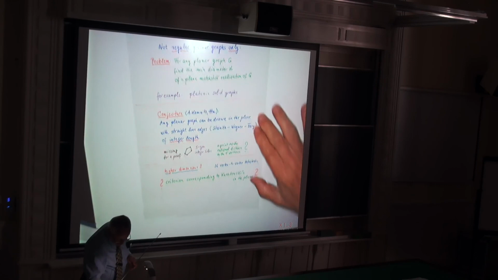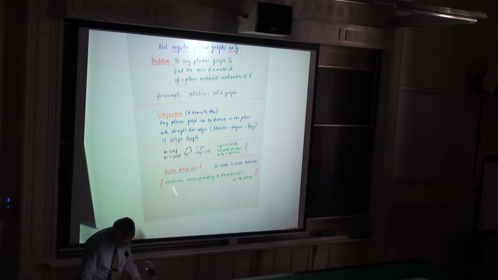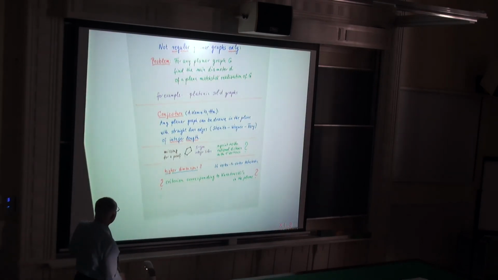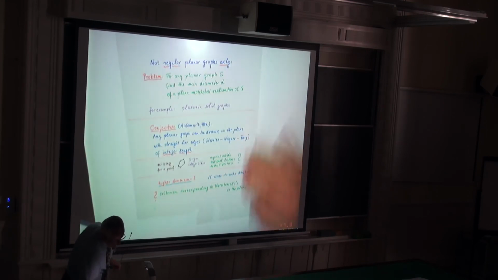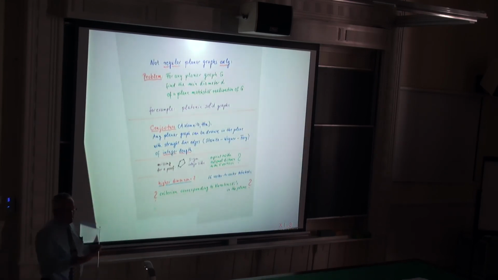Remain higher dimensions. There, the question is coming up, which is mentioned over there. What is a spatial graph? What is the corresponding thing to planar graphs? Then one could also define a spatial matchstick graph.